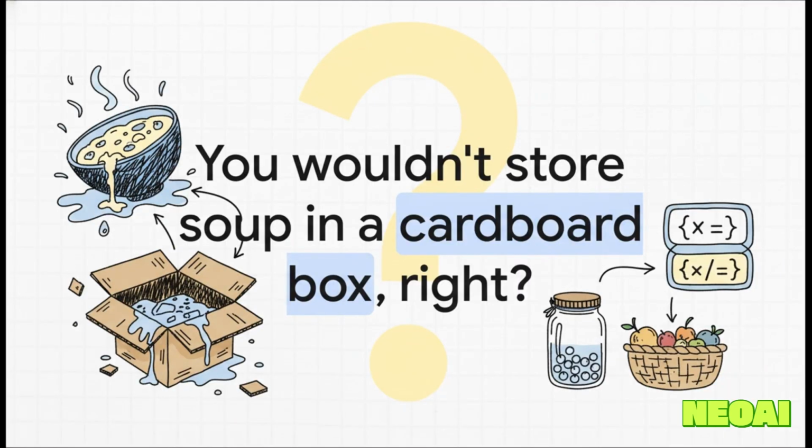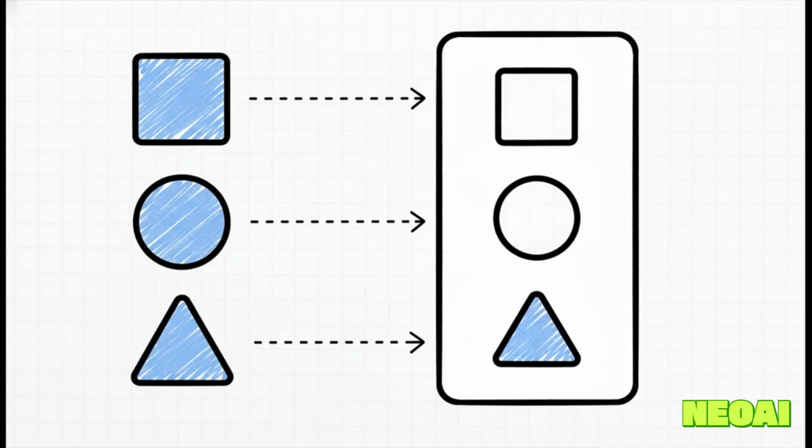I mean, seriously, of course you wouldn't. It'd be a disaster, right? A total mess. You gotta have the right container for the right stuff. And what's wild is that programming works pretty much the exact same way. And that simple common sense idea is absolutely crucial in Python. It's all about making sure our data is stored correctly, so the computer isn't just guessing. It needs to know exactly what to do with it.